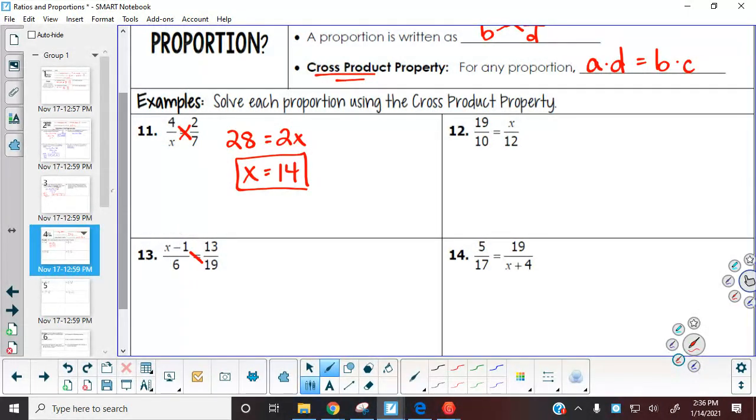So when I multiply this way, it's 19 times the quantity x minus 1. So we have to make sure we distribute next. The other way, 6 times 13 is going to give us 78. So when we distribute, that 19 goes to both the x and the 1. So we have 19x minus 19 equals 78. We're going to take 78 and add 19 to get 97. And then when we divide by 19, we get an x.